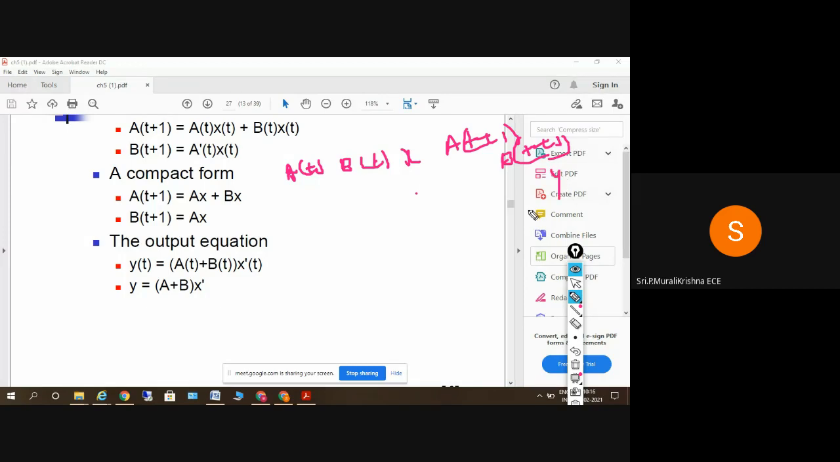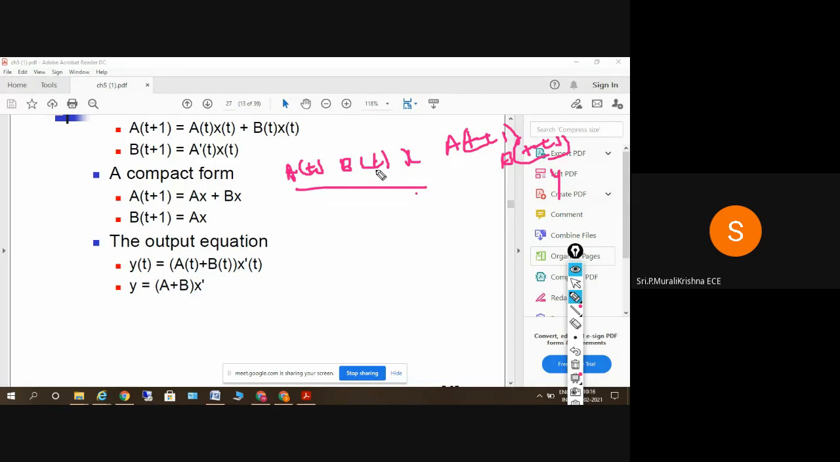So the state table should consist of all these things. What are the things we should have here? We should have inputs here, and present states. What are the present states here? The present states are nothing but a of t and b of t.